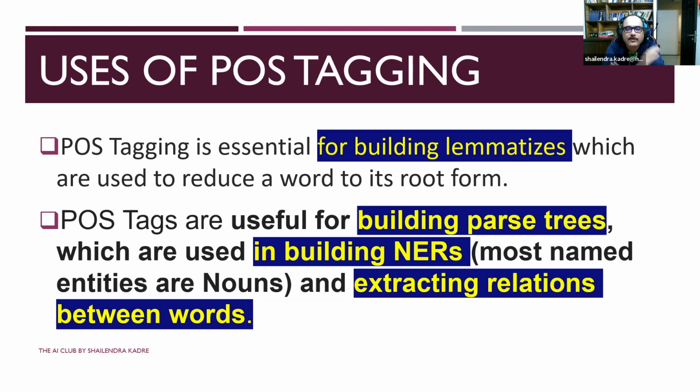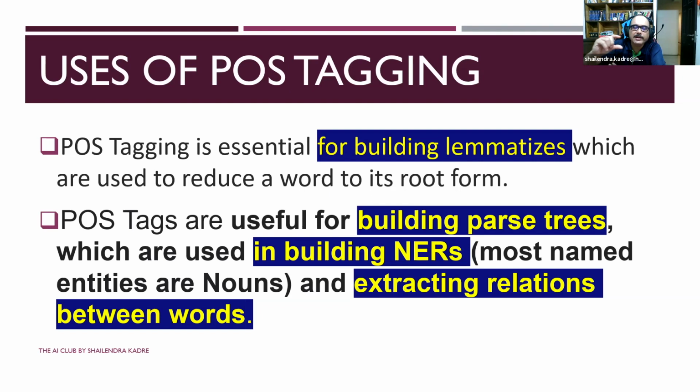So that is the first use in NLP. Then building parsing trees, which we'll see in the next lectures. Then named entity recognition, where there are entities present in a sentence, which may be a person, a city, a country, or something like that.